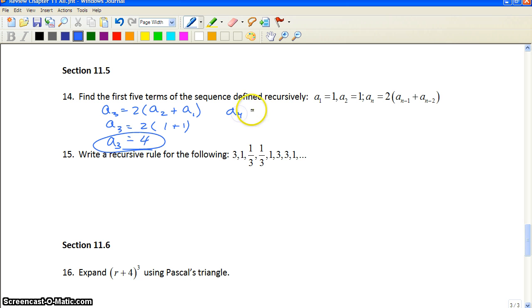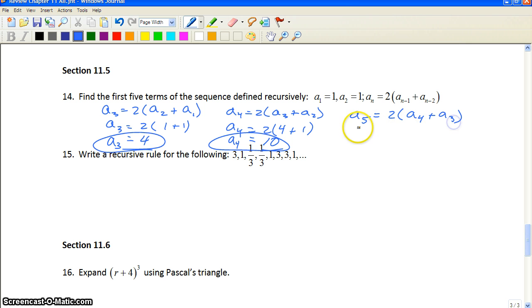Let's find a sub 4, which is going to be 2 times a sub 3 plus a sub 2. So a sub 4 equals 2 times a sub 3, which was 4, plus a sub 2, which was 1. And then 5 times 2 would be 10, so a sub 4 is 10. And let's find the fifth one. A sub 5 equals 2 times a sub 4, which is 10, plus a sub 3, which is 4. So 14 times 2 is 28. A sub 5 is then going to be 28.